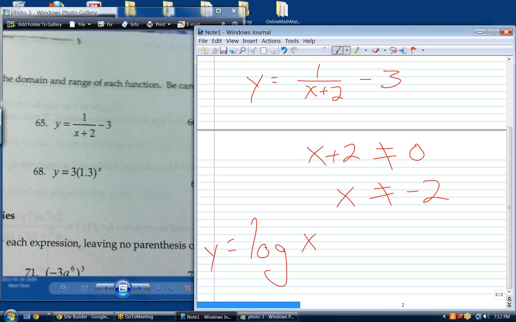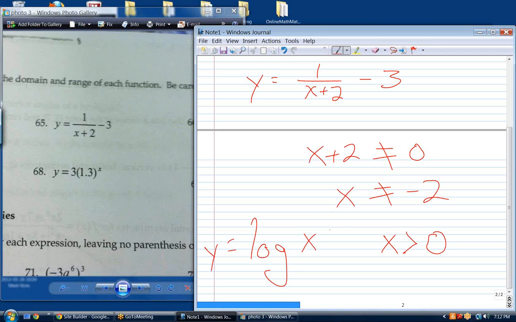Zero? No. Ten? Yes. Negative? No. X has to be greater than 0. You can take the log of any positive number perfectly fine. You can't take the log of 0, and you definitely can't take the log of negative numbers.